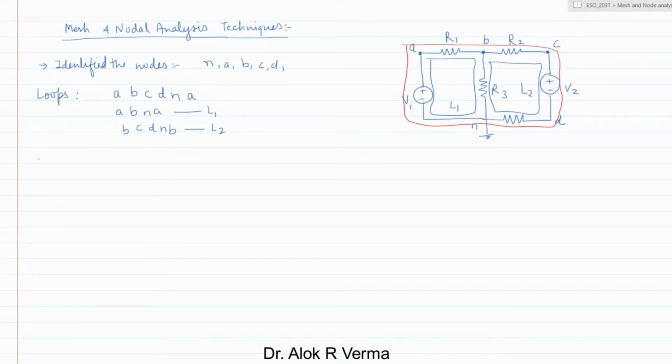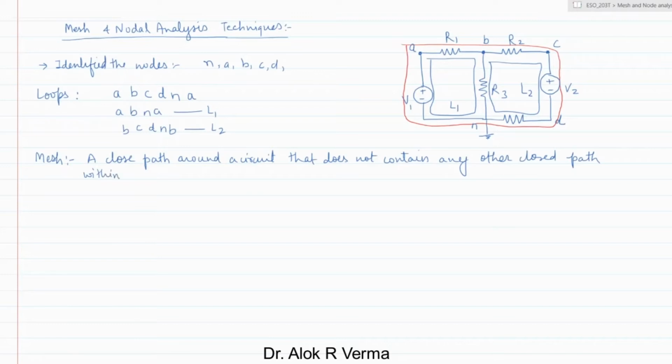When we talk about mesh analysis, let us define the mesh now. A mesh is basically defined as a closed path around a circuit that does not contain any other closed path within, which means the smallest loop is a mesh. Smallest loop in the sense that it does not contain any sub loop.